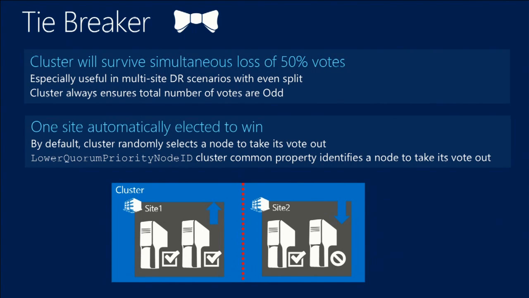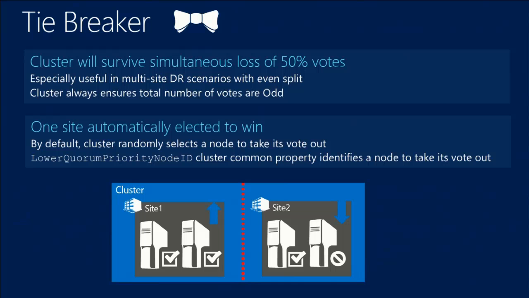Now consider a scenario where I have a stretch cluster with a multi-site deployment, and I have 2 nodes on both of the sites. And say my file share witness has failed or is not configured for some reason. The cluster identifies that there is an even number of nodes, and it automatically picks a node whose vote is to be removed. And so in this case, node 4 in site 2 had its vote removed.